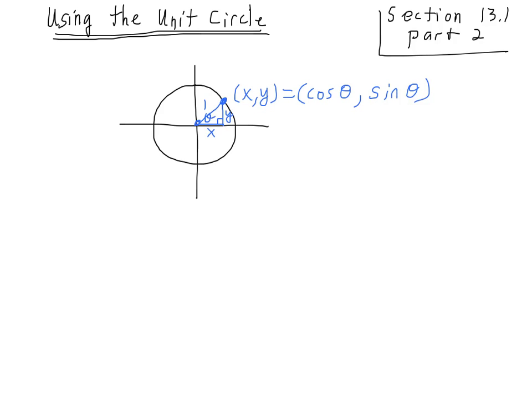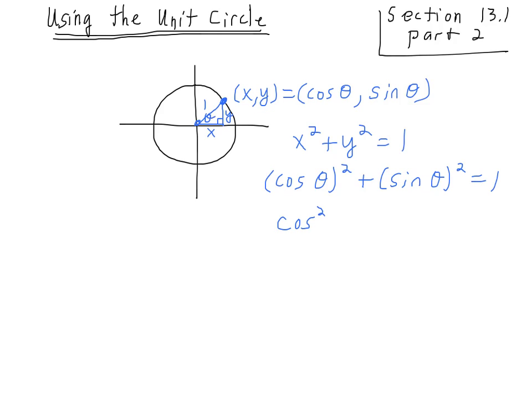Well, we know that from Pythagorean theorem that x squared plus y squared is equal to 1. So since that is true, it must be the case that cosine of theta squared plus the sine of theta squared would equal 1. Okay? And by the way, sometimes you see it written like this: cosine squared of theta plus sine squared of theta equals 1. Or you see it reversed: sine squared plus cosine squared equals 1.